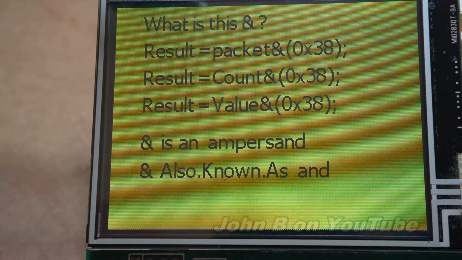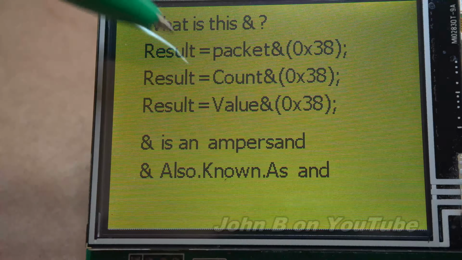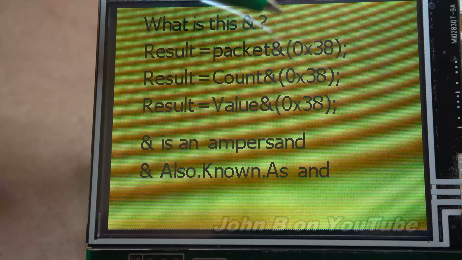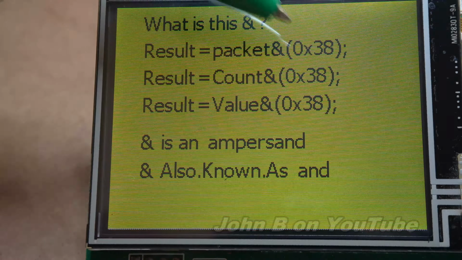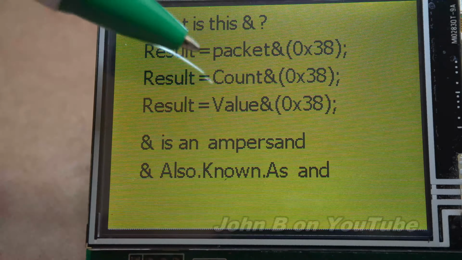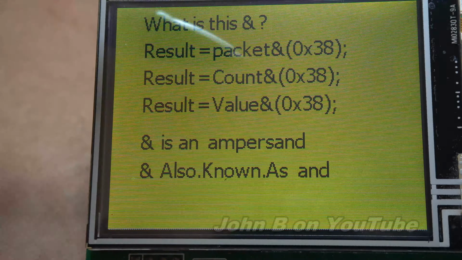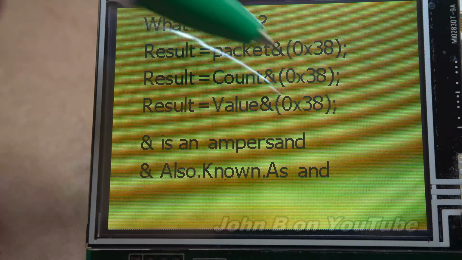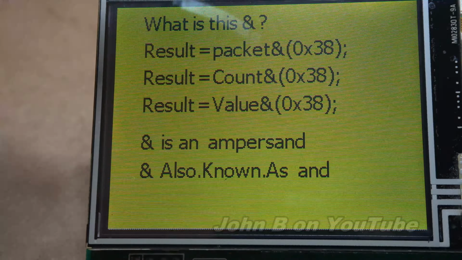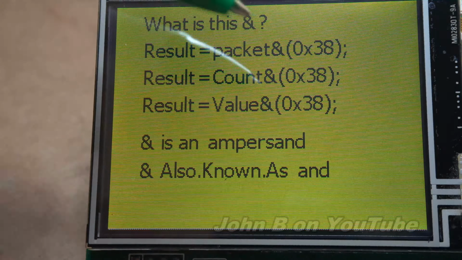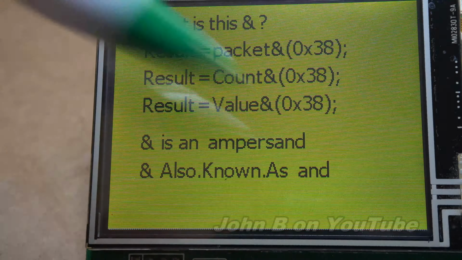So it's for beginners. What does this AND mean when you see it in code, like this example here: result equals packet AND 0x38, where this is a hexadecimal number. Or it could be count equals AND 0x38, or the value from an ADC: result equals value AND 0x38. This AND means you want to select exclusive bits from a byte. And in case you don't know, AND is an ampersand, also known as AND.